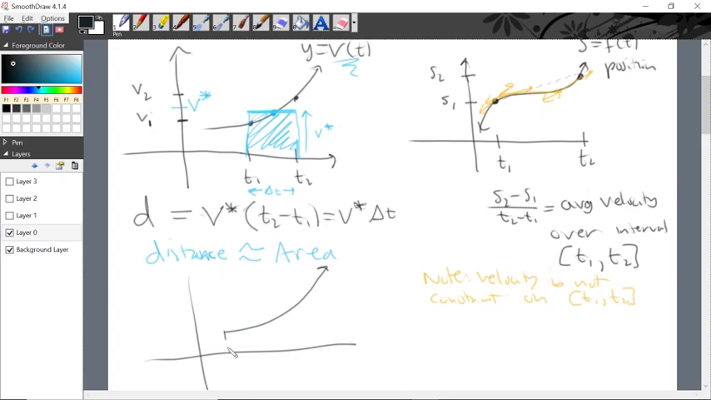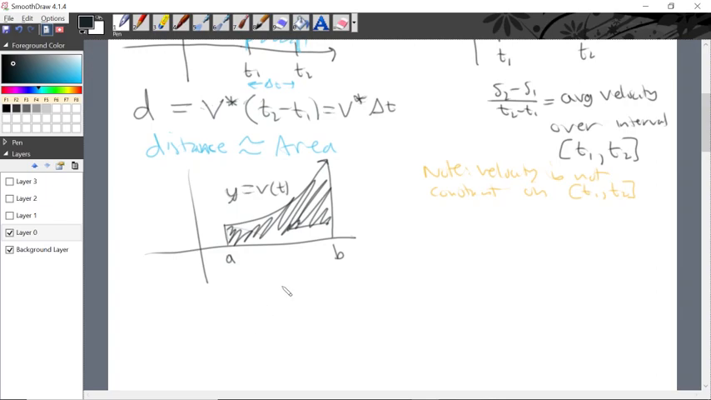Because the area under this curve, from whatever the initial point is here, let's call it A, to this final point out here, if you were to take this total area here, right, if the curve is a velocity curve and it's over a closed interval A to B, then that area would not be an approximation, but would be exactly equal to the distance traveled over the interval AB.